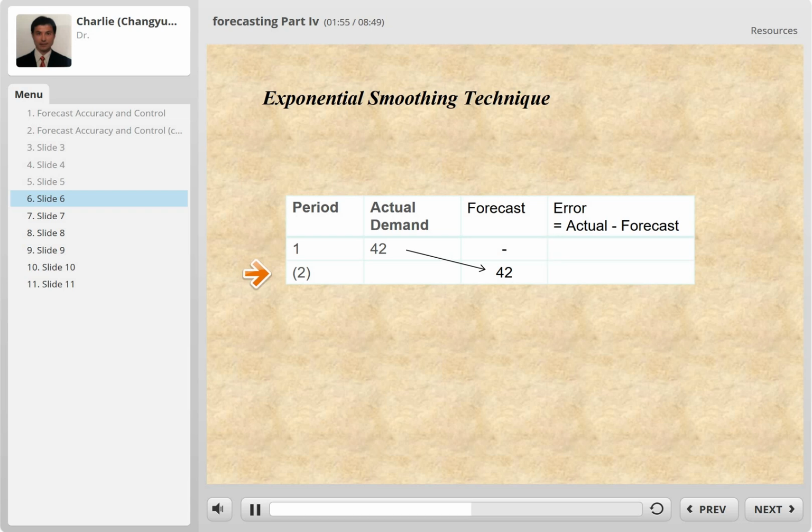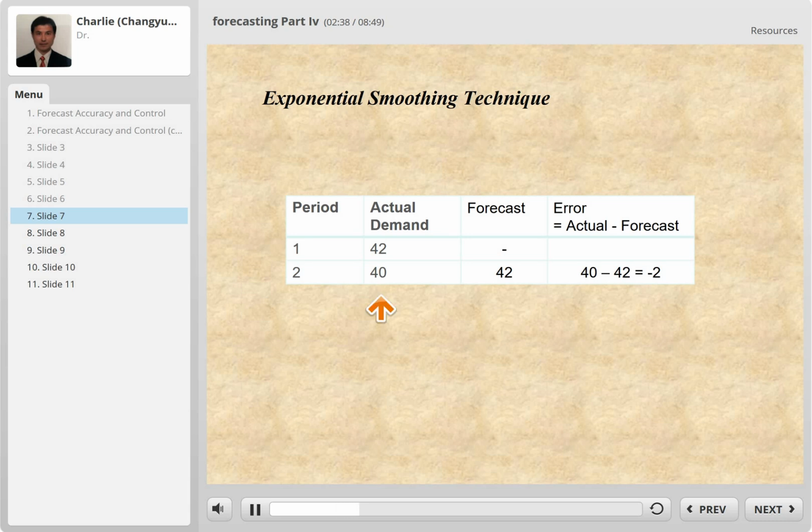Now we move to period 2. At the end of period 1, we make a forecast of period 2. The forecast for period 2 comes from period 1 directly. This is always the case. So the forecast for period 2 equals 42. Let me say this again. In exponential smoothing, the forecast for period 2 always equals the actual of period 1. That's the setup.